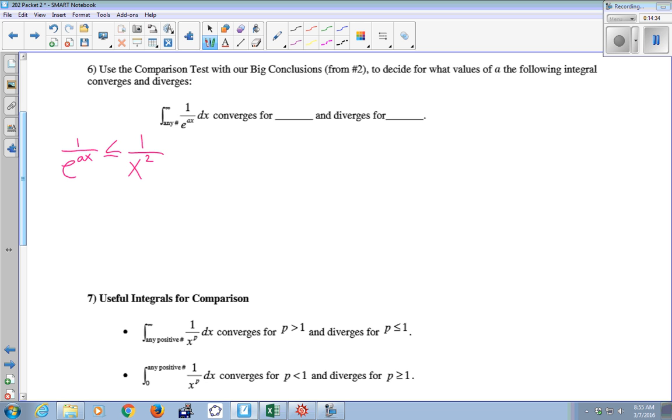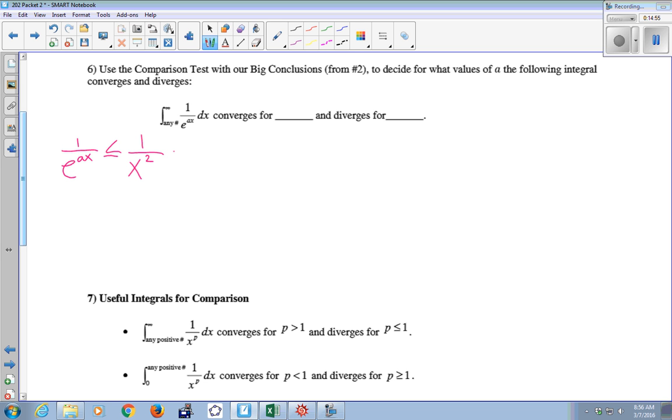And I know that there is finite area under 1 over x squared. 1 over e to the ax is smaller than that. So there has to be finite area under 1 over e to the ax. So this is my comparison. This is the work that I do ahead of time. I know this one converges, this one's smaller, so it has to also converge.